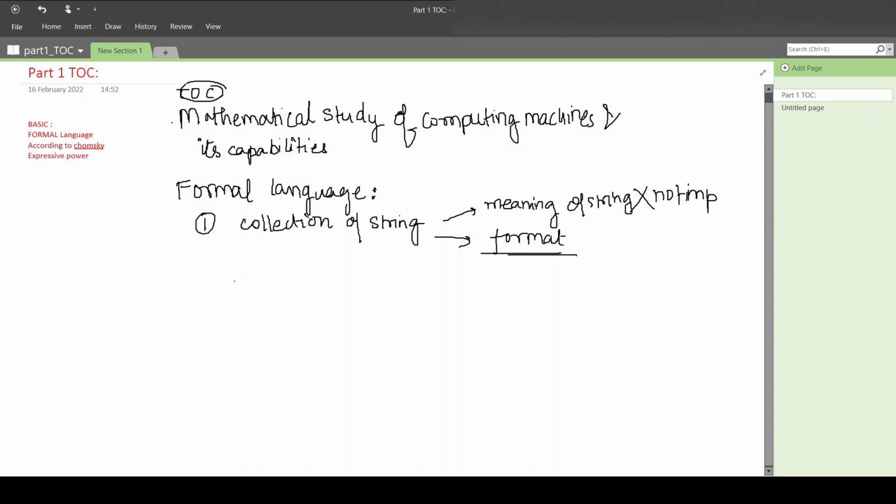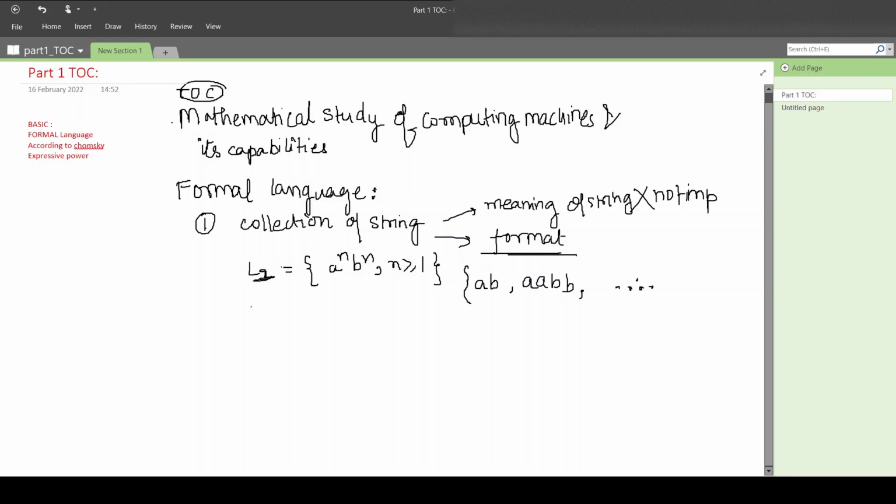Like, I'll say L1 only. We are representing the language as L1, which says a^n b^n, where n is greater than or equal to 1. This can include ab, aabb. These all have no meaning in our English world, but yes, they have meaning in TOC. Likewise, it will go on.